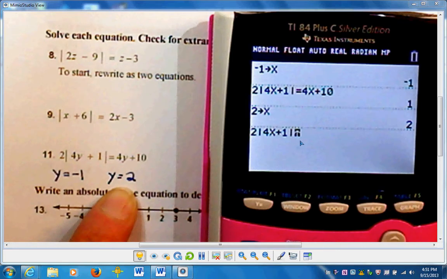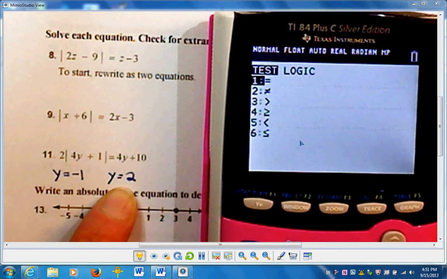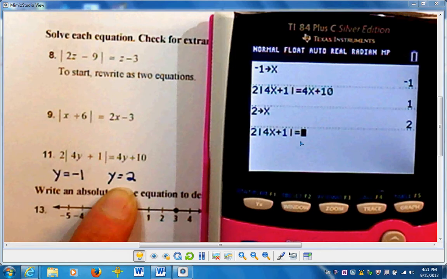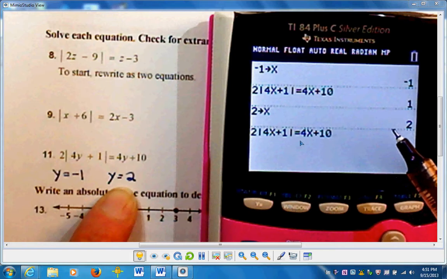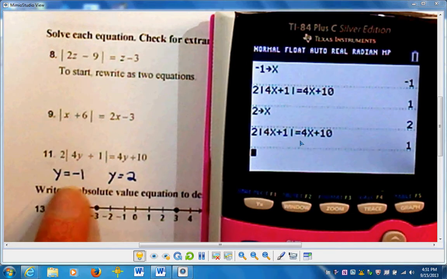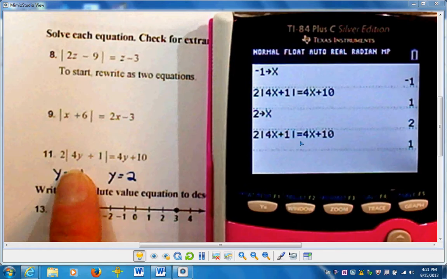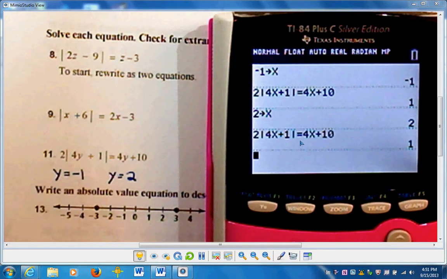I'm going to do second math, and I'm going to put in my equal sign, and then I'm going to put in 4x plus 10. So if 2 is in fact an answer that satisfies the equation, I should get a 1, and I do. So both -1 and 2 satisfy this equation. We were able to do the whole thing on the calculator.